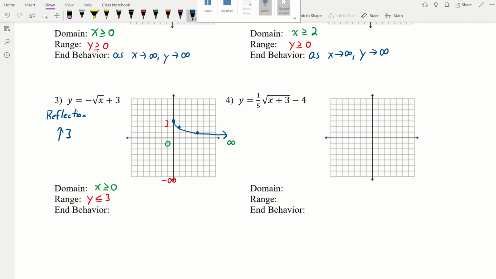The other thing that's going to be affected by the reflection is the end behavior. Because now, as x is approaching infinity, which is to the right, y is approaching negative infinity, because as we move right, our graph goes down.